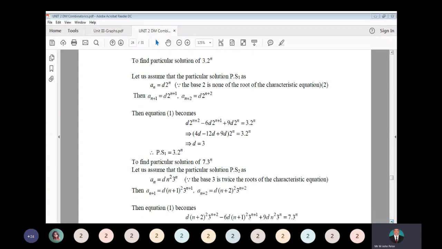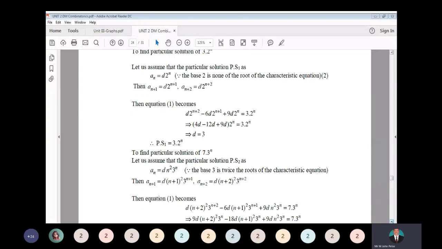That is 4d minus 12d plus 9d into 2 power n, that's equal to 3 into 2 power n, where d equal to 3 we will get. So that is a particular solution, 3 into 2 power n. So the d value is 3. Value of d is what? 3. So now we have to find the particular solution.